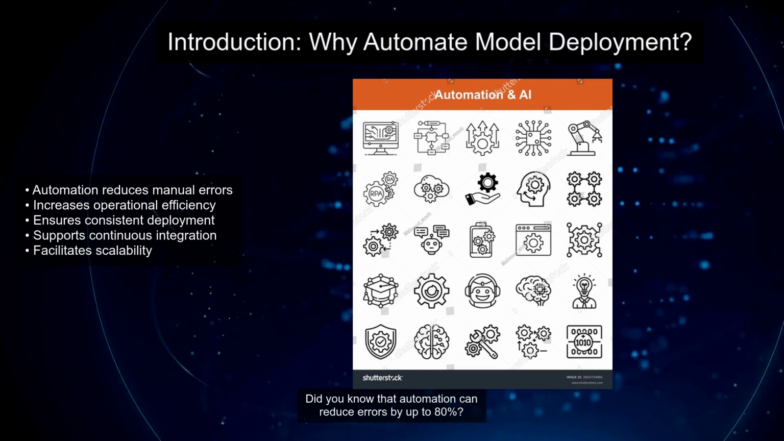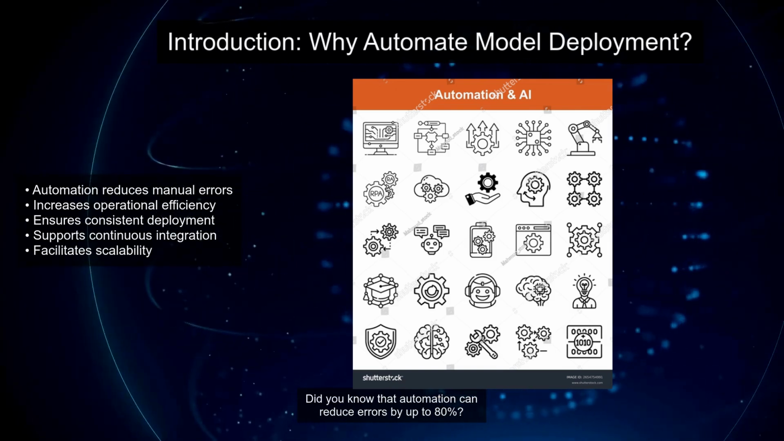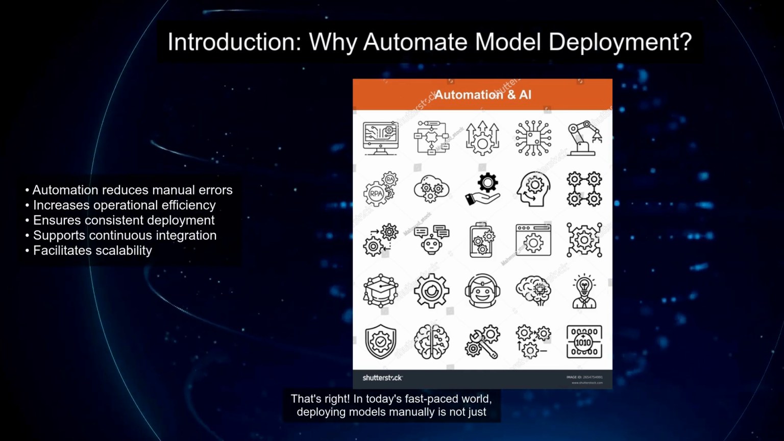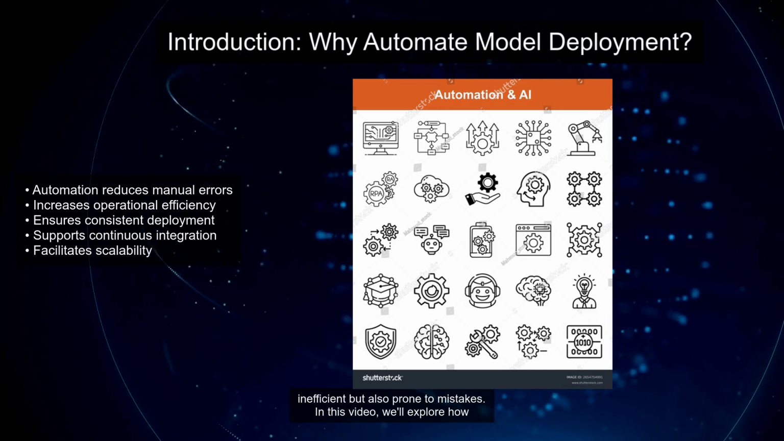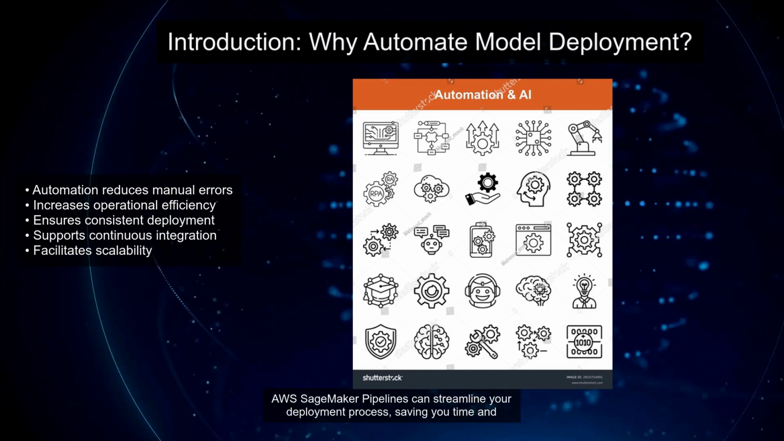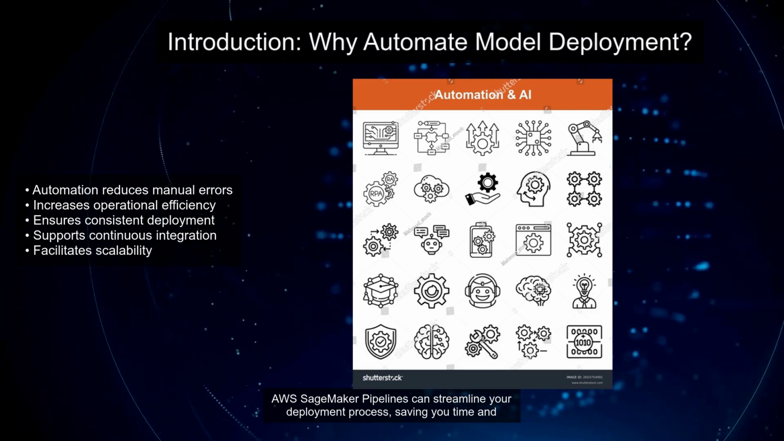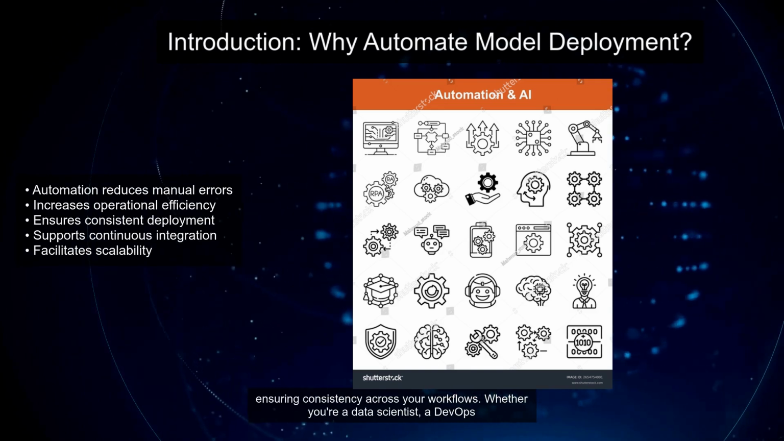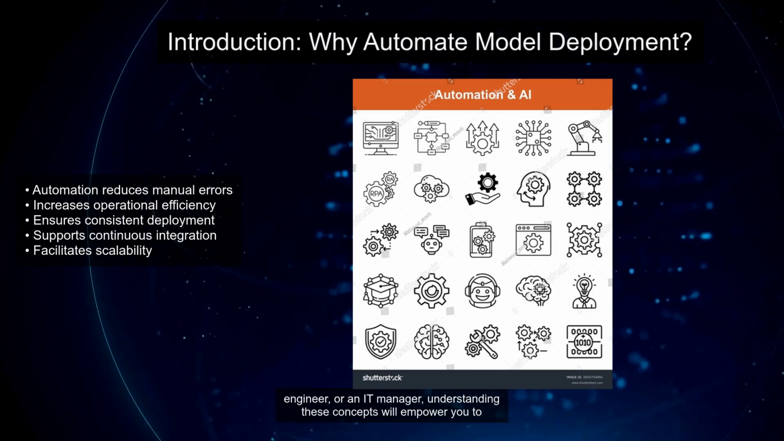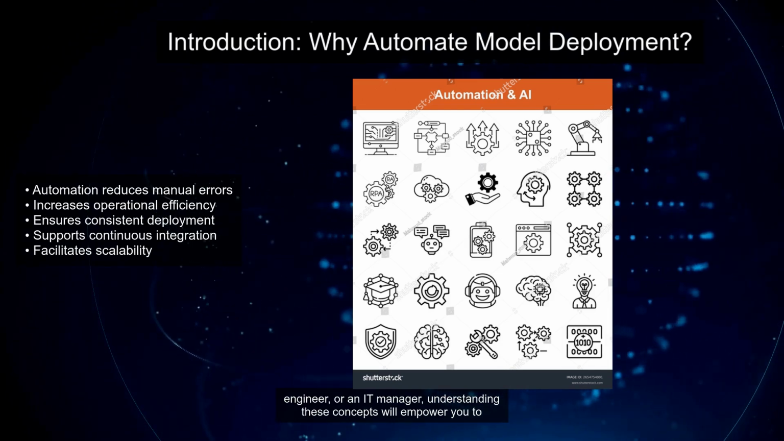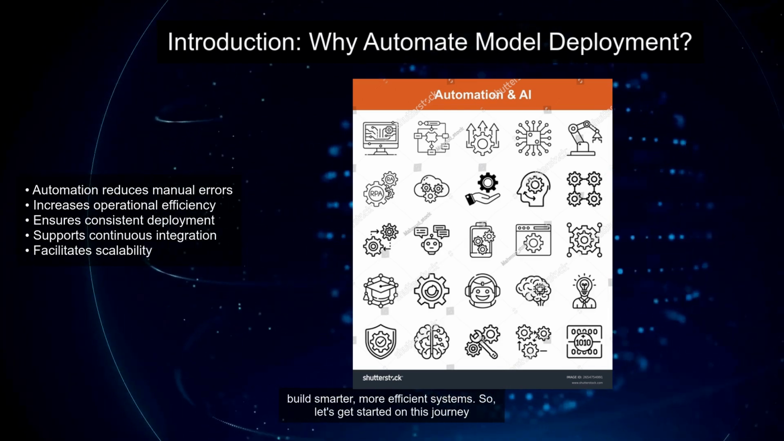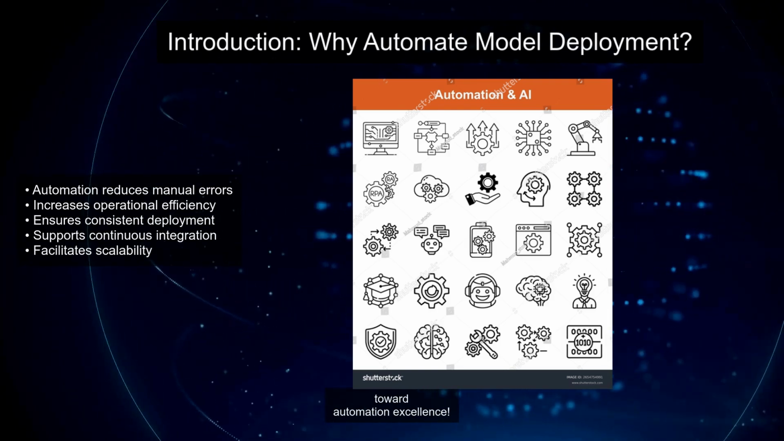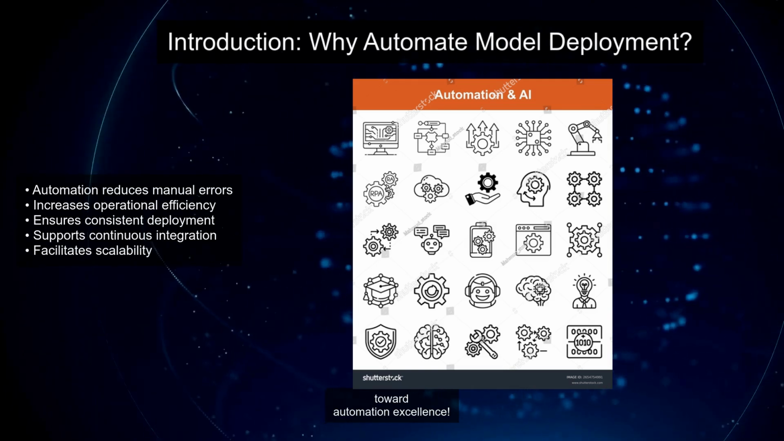Did you know that automation can reduce errors by up to 80%? That's right. In today's fast-paced world, deploying models manually is not just inefficient but also prone to mistakes. In this video, we'll explore how AWS SageMaker pipelines can streamline your deployment process, saving you time and ensuring consistency across your workflows. Whether you're a data scientist, a DevOps engineer, or an IT manager, understanding these concepts will empower you to build smarter, more efficient systems. So, let's get started on this journey toward automation excellence.